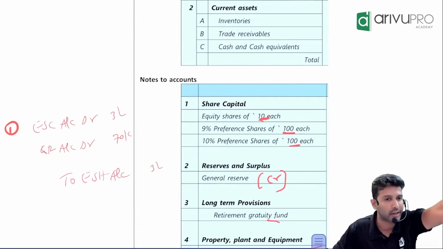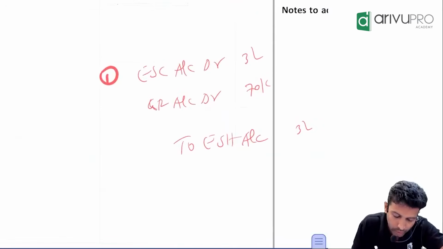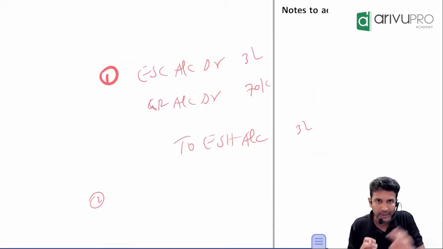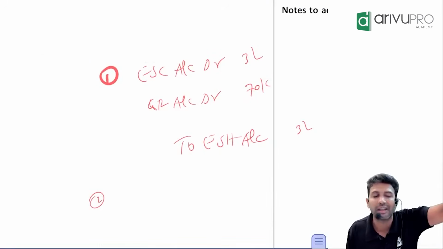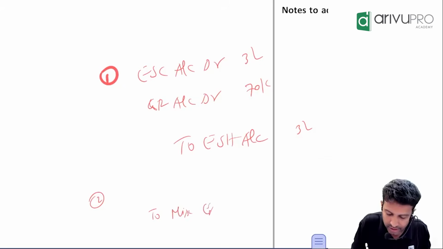Miscellaneous expenditure, deferred revenue expenditure. Available or not available? Not available. If it was there, what entry would you have passed? Miscellaneous expenditure and all is still an expense. They will have what balance? Debit balance. How do you cancel them? Credit. That means you will credit miscellaneous expenditure.